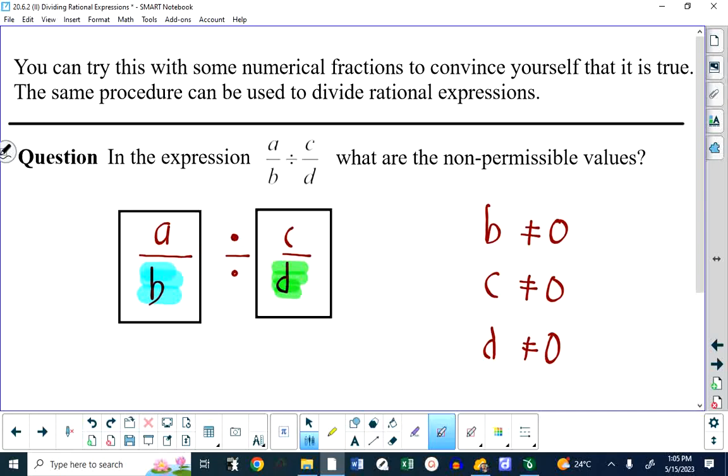Ashira, without talking about rules or reciprocals, can you tell me why C is not allowed to be 0?